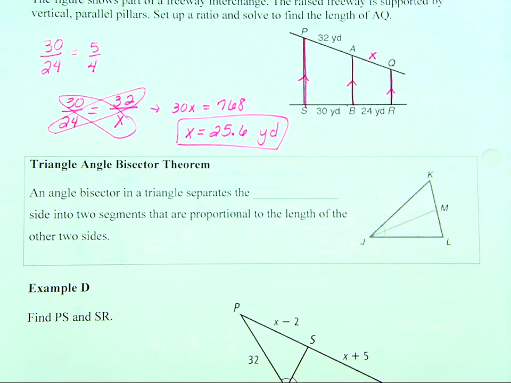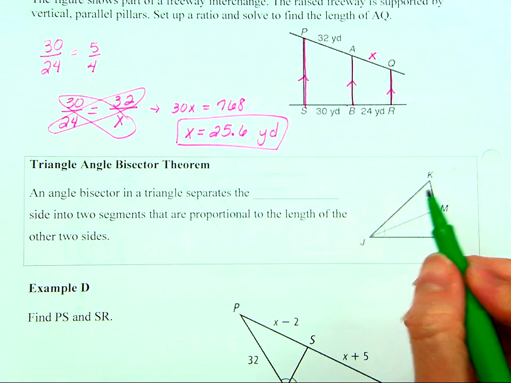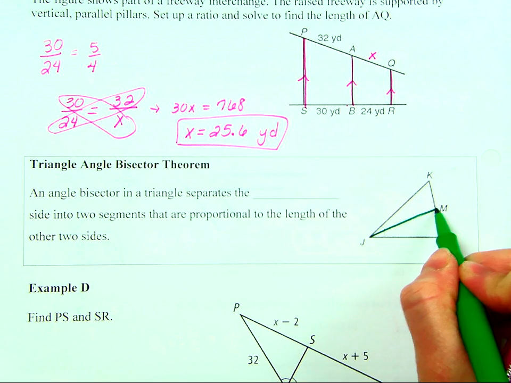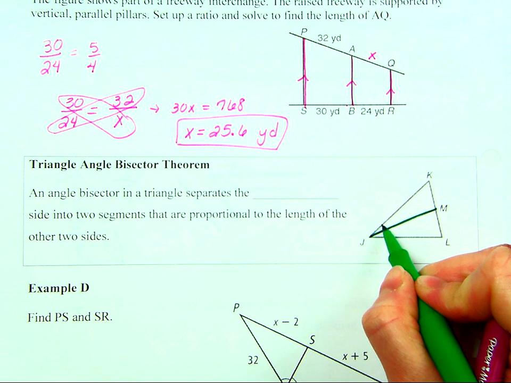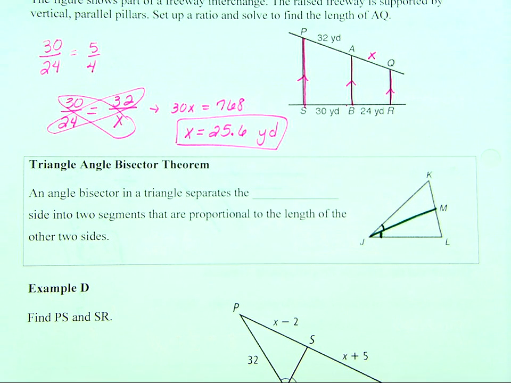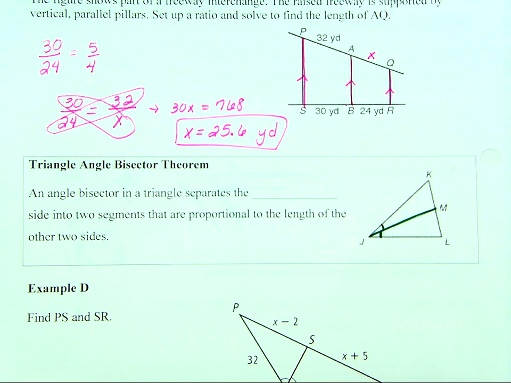The last one, our last theorem, doesn't have to do with parallel lines, but it does have to do with proportions. So this is called the triangle angle bisector theorem. Well, you can see in our diagram that JN is my angle bisector. That's what they're telling me with those little markings right there. It's cutting my overall angle of KJL right down the middle.